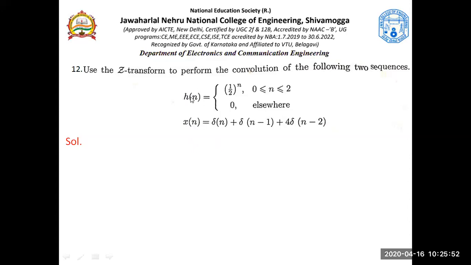Now we have to understand these signals. What is h of n? The range of h of n is 0 to 2, and from 0 to 2, h of n is half power n. What is x of n? x of n is delta of n minus 1 plus 4 delta of n minus 2. How many samples are there? There are 3 samples here and 3 samples here. This is starting from 0 going till 2, and this is also starting at 0 and going till 2. Everybody's okay with that?